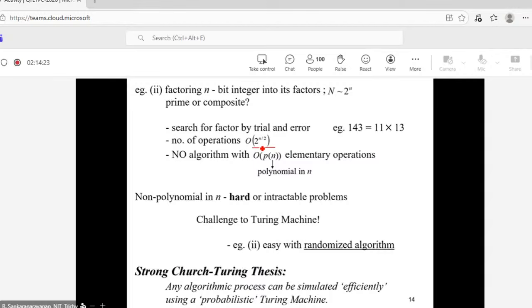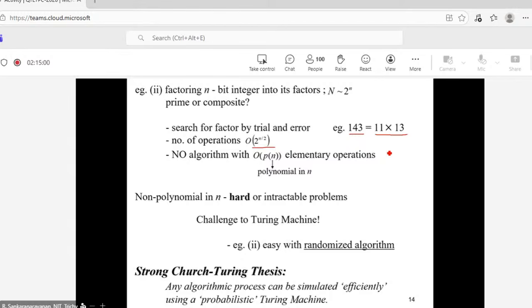Okay. One such example is that given an n-bit number, you want to know whether the given number is prime or composite. If the number is very small, 143, the answer is very easy, right? 143 is a composite number, 11 times 13 gives you 143. Suppose I give you a number which is 50 digits or 100 digits. I want to find whether it's prime or composite. The answer is not so easy, right?